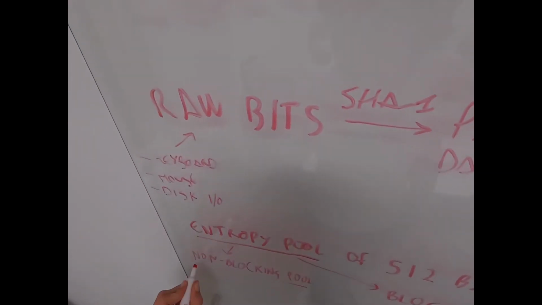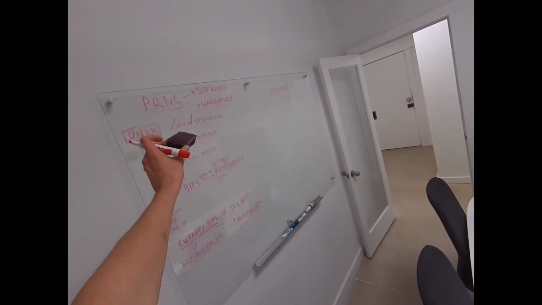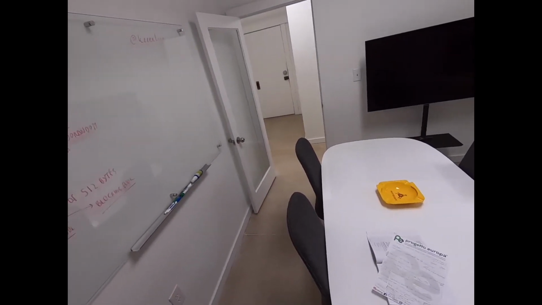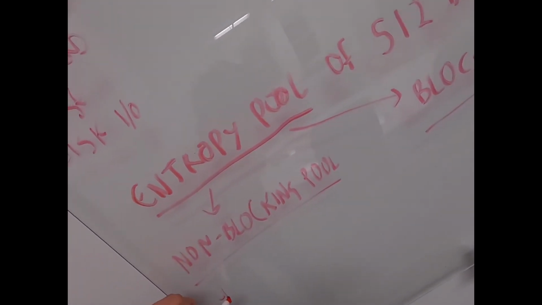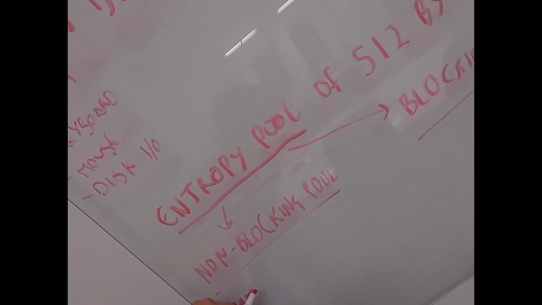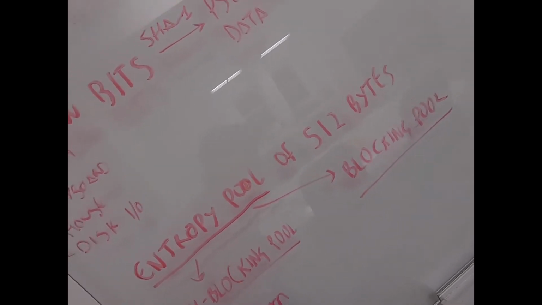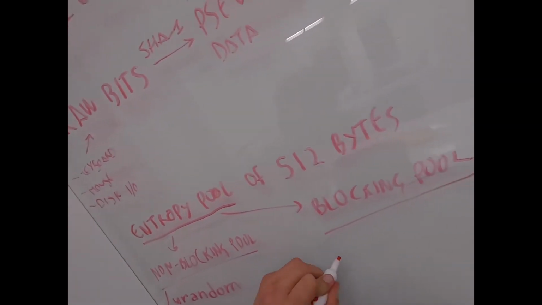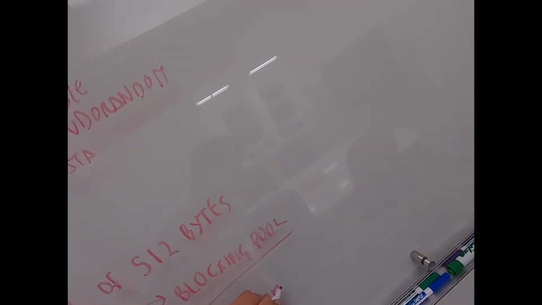Why is it a blocking and a non-blocking pool? Because we have two different files, actually, interfaces that we can query. One is urandom, the one that I mentioned before, in lowercase, and the other is random. Okay? What's the difference?